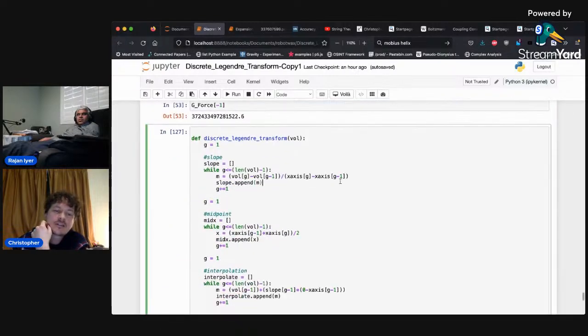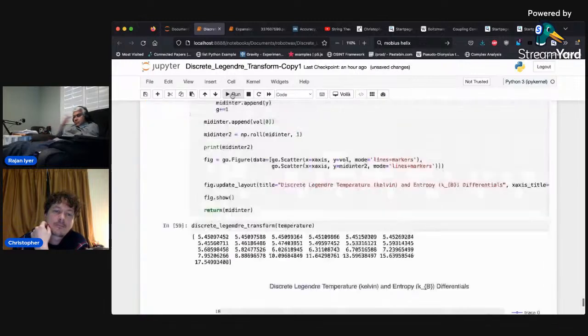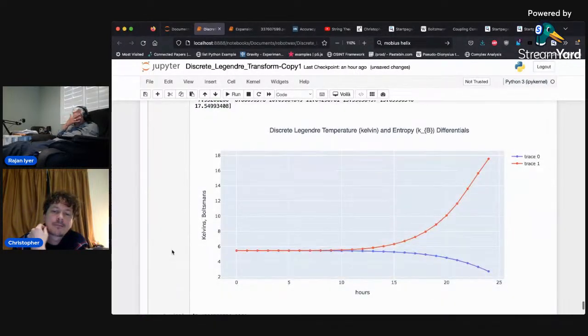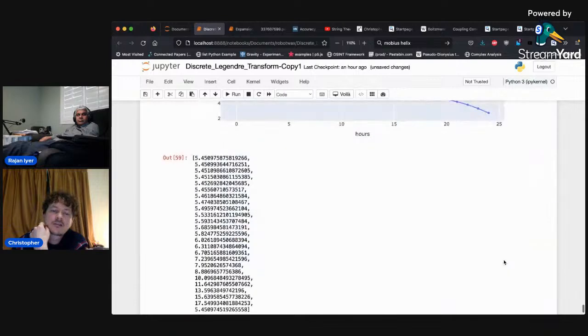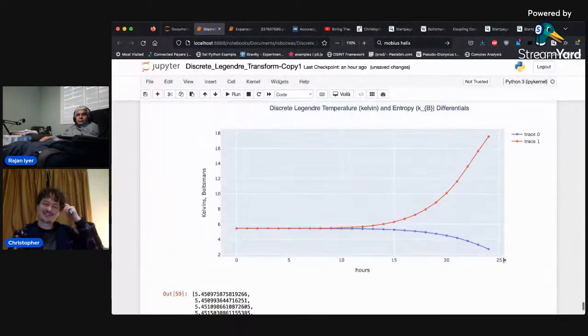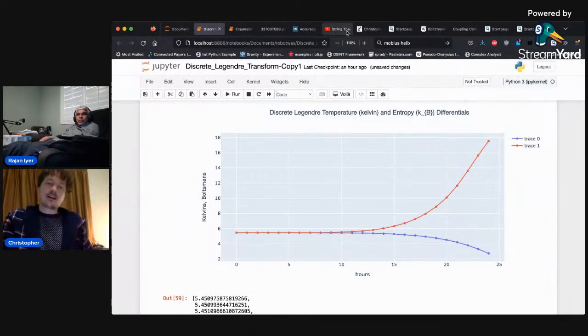Okay, so how does the entropy change? That's what we're going to check next. So if this is the temperature, then this is the entropy. And then that's it, we're done. Okay, no, as entropy increases, temperature goes down.